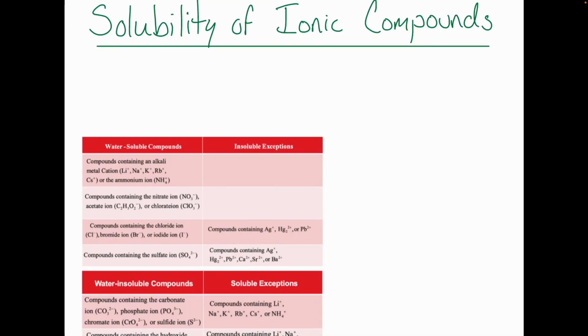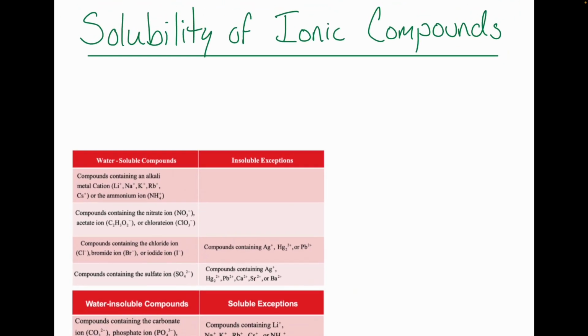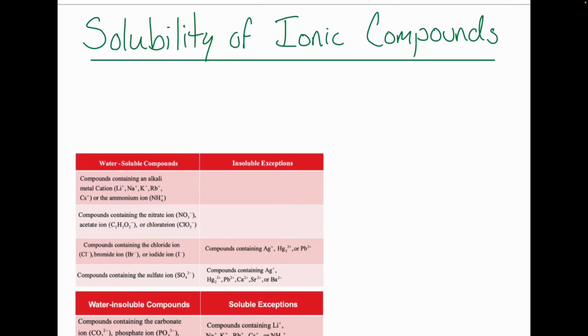Okay, so we're going to use this table right here to talk about the solubility of ionic compounds. Okay, so first of all, what the heck do I mean by solubility? A soluble compound is a compound that will dissolve in water. And if we can take that compound and dissolve it in water, that means that we can create an aqueous solution with that particular compound, right?